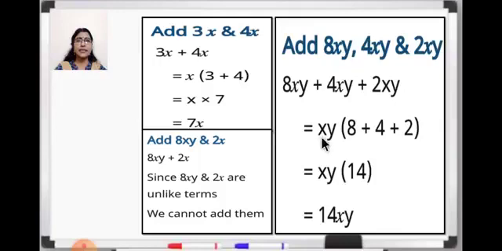So next step you see, children, xy you will write, and then the coefficients you will put in a bracket. You will give a bracket, write 8 plus 4 plus 2, and close the bracket. Then xy we will write, this is the variable, and these three numbers we will add. On addition you will get 14xy. Always we write the coefficient first, so we'll write 14 and then the variable xy. So the answer is 14xy.